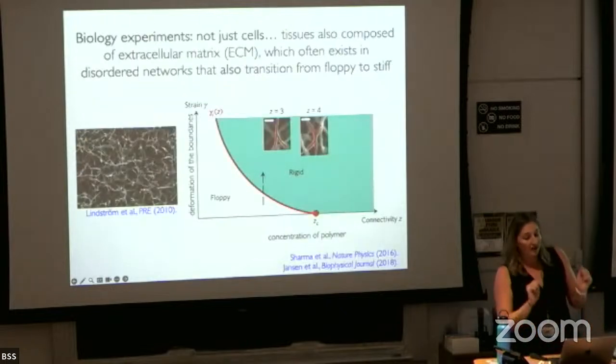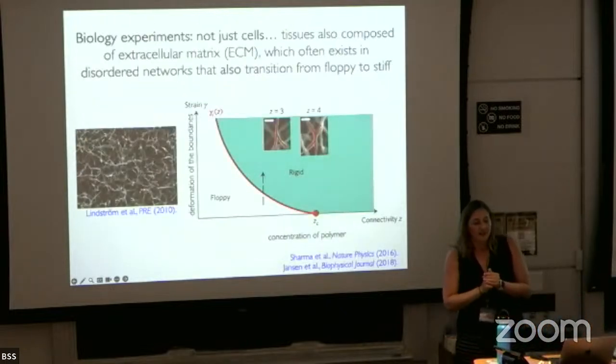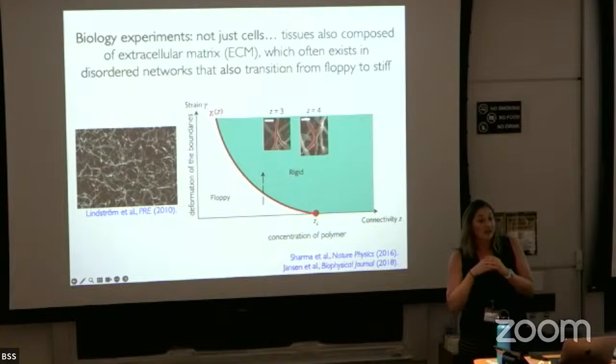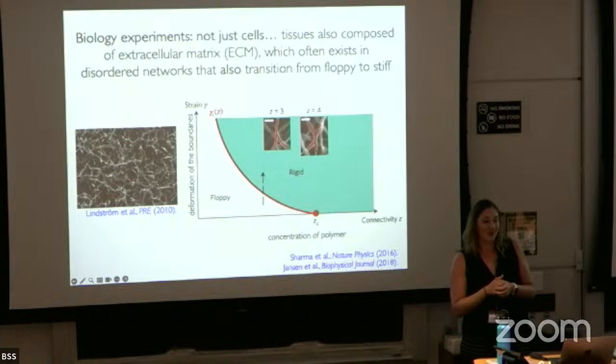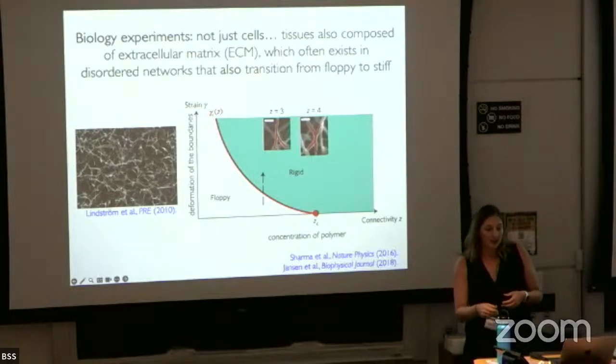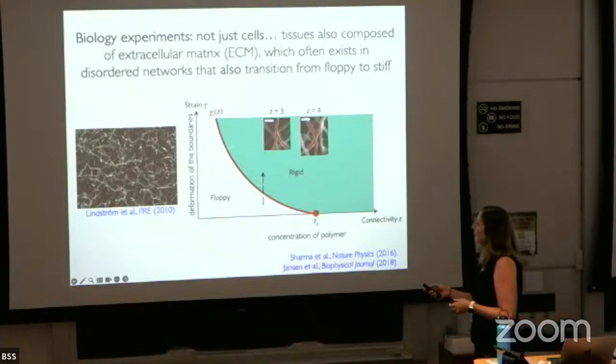Okay, but it's not just cells that have transitions. And again, Professor Das talked a little bit about this, although we're going to continue to talk about it. In extracellular matrix, which often exists in disordered networks, original work by Margaret, and then others, have shown that there is a really interesting, what's called, strain stiffening behavior.